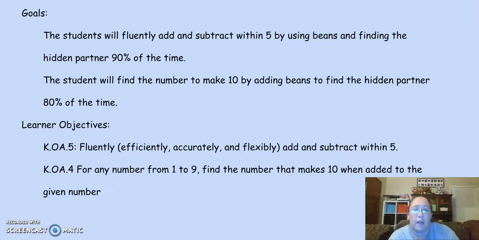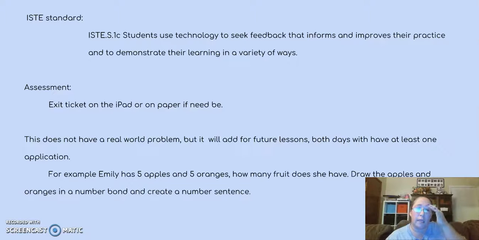Day 2 is for any numbers from 1 to 9, find the numbers that make 10 when added to the given number. The ISTE standard I used is that students use technology to seek out feedback. The students will be able to receive self-feedback and self-information that they need to correct and improve their practice by doing their worksheets on iPads. On Showbie, I'm able to grade them and send it back for corrections, and then they can take the exit ticket on the iPad as well.